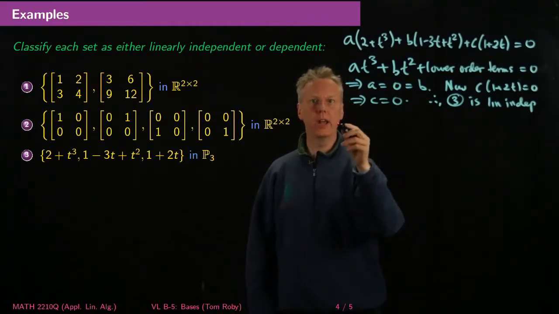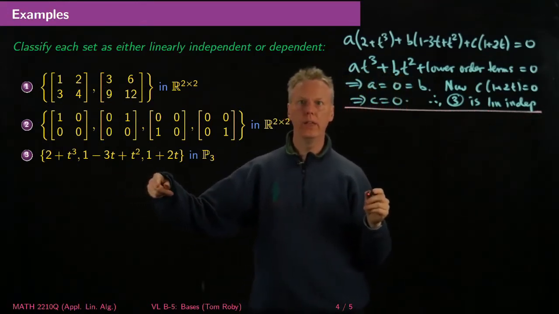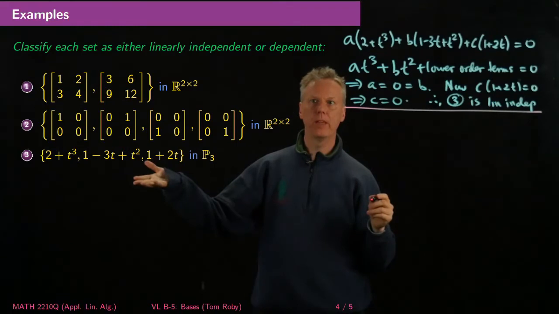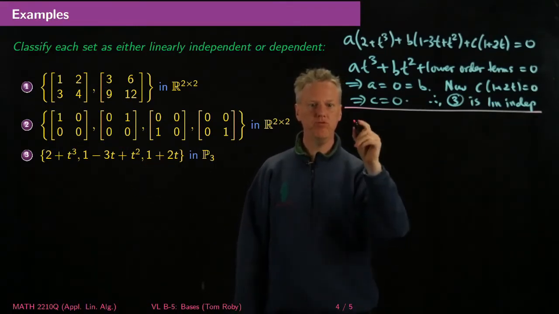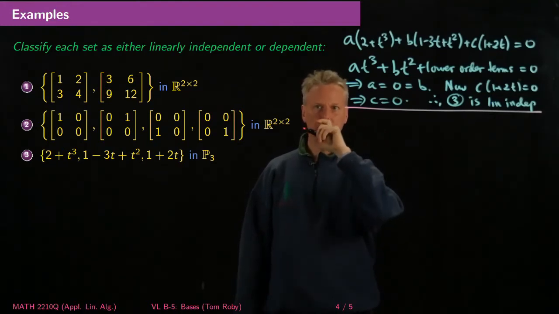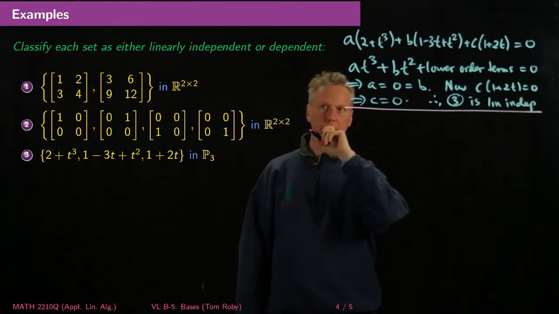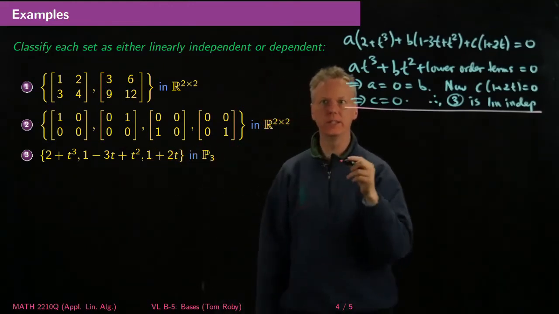So how can I give a naive proof that this doesn't span? Well, let's see. I thought I had a simple way to do this. So I claim that I can't get t cubed as a linear combination of these things. So let's see why that's true.